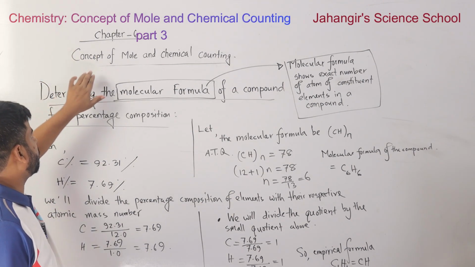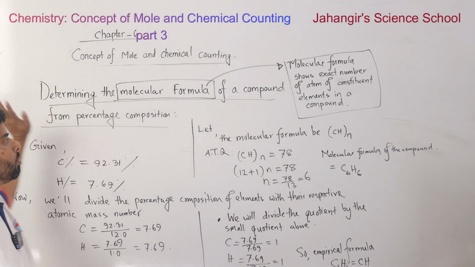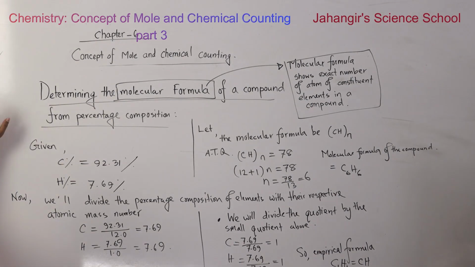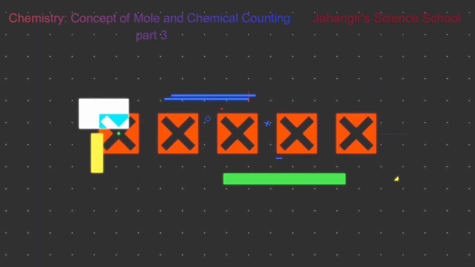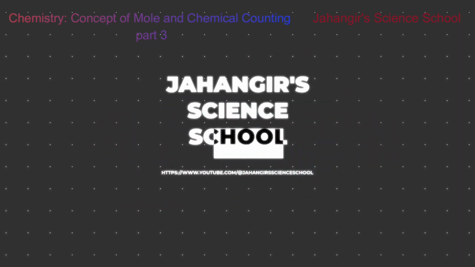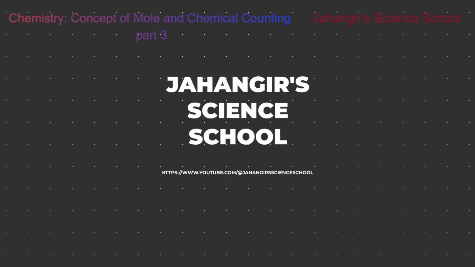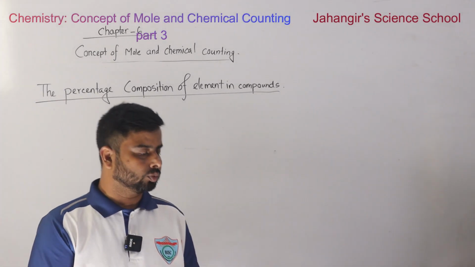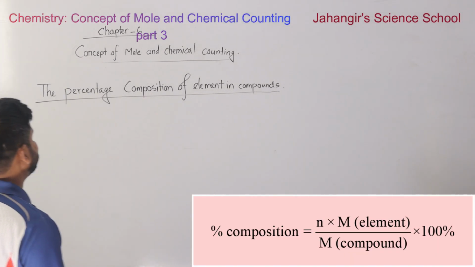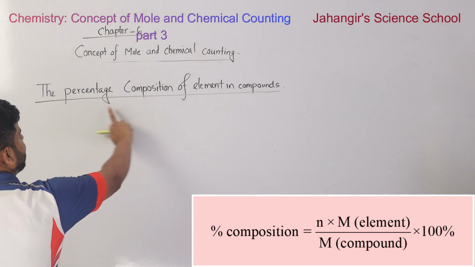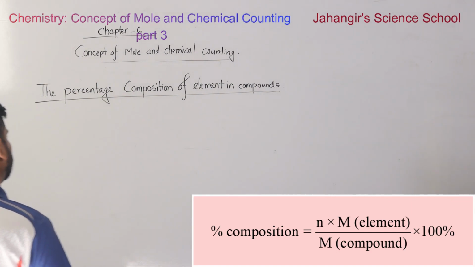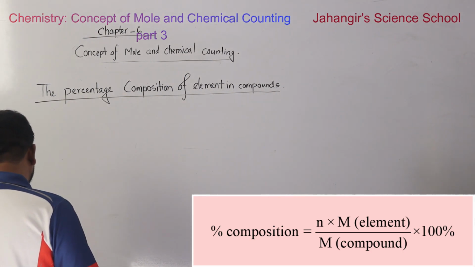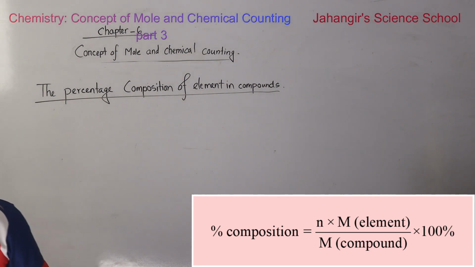Chapter 6, Concept of Mole and Chemical Counting. Now we want to calculate the percentage composition of an element in compounds.